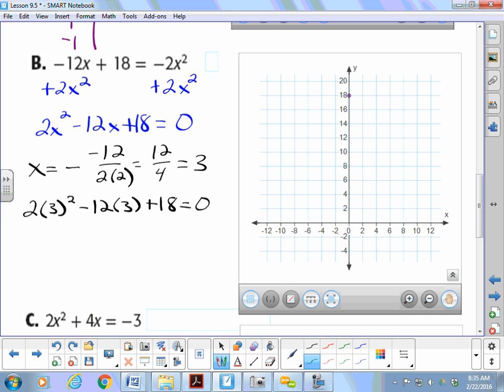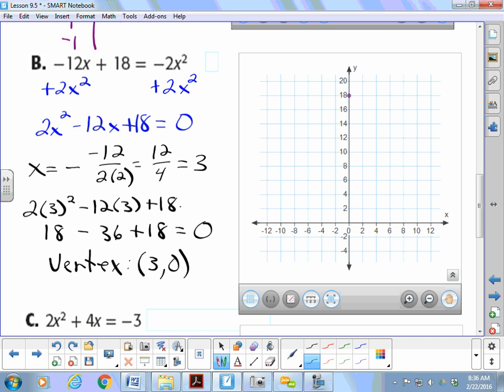If I type this in my calculator, we're going to put 3 in for x to check the y value for the vertex. 3 squared is 9. 9 times 2 is 18. So we get 18 minus 12 times 3, which is 36, plus 18 equals, oh hey, that's nice, because that actually does equal 0. So the vertex is the point (3, 0). Well, that makes things easier.